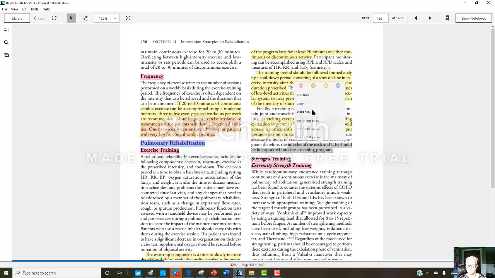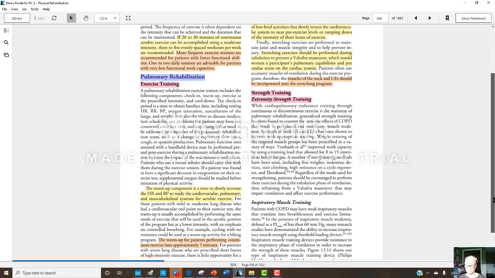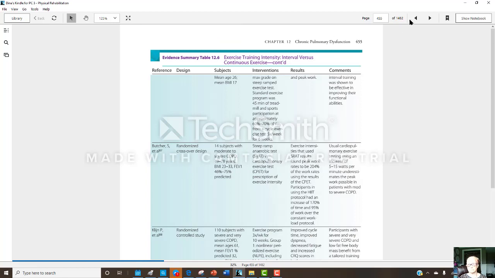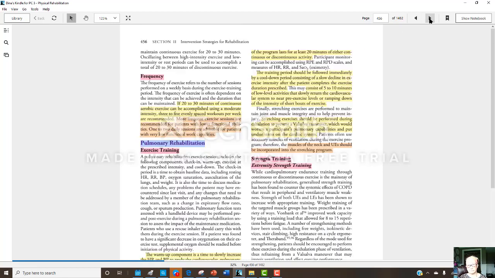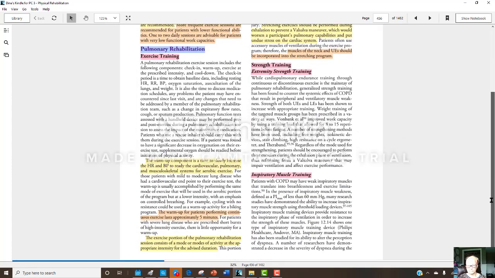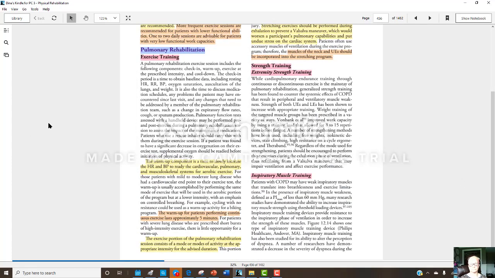Strength training. Extremity strength training along with cardiopulmonary endurance training through continuous or discontinuous exercise is the mainstay of pulmonary rehabilitation. Generalized strength training has been found to counter the systemic effects of COPD that result in peripheral and ventilatory muscle weakness. Strength of both upper and lower extremities has been shown to increase with appropriate training. Weight training of the targeted muscle groups has been prescribed in a variety of ways.